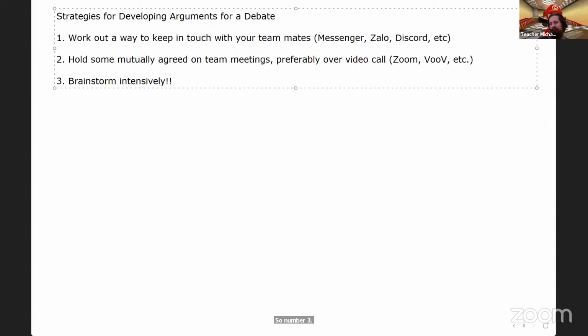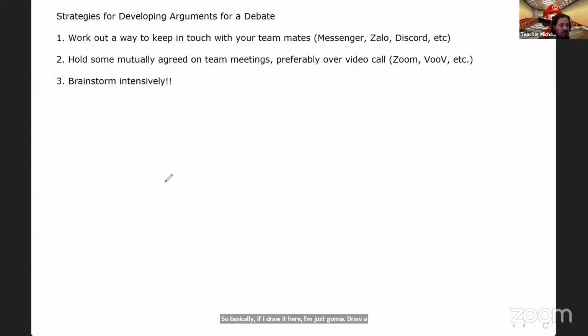So number 3 is brainstorm intensively. What brainstorm means, if you've never heard of it, is a great activity for getting a lot of messy ideas down on paper, and that makes the process easier to start tidying the ideas up and putting them into their correct categories. So basically, I'm just going to draw a little make-believe brainstorm. You might have the central topic in the center here, and then all around it, you just have a conversation with your teammates.